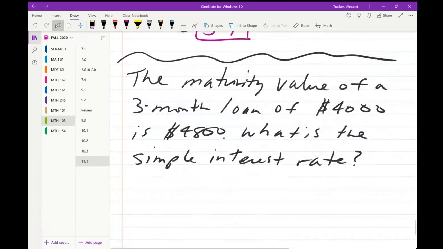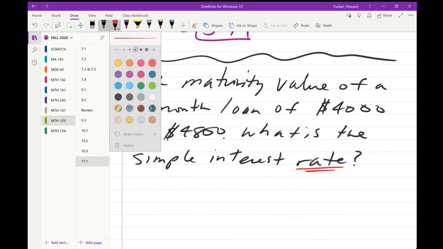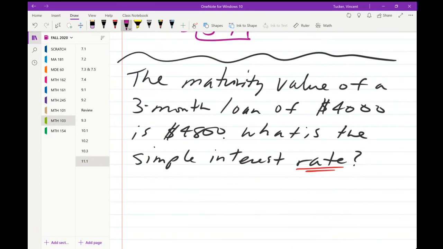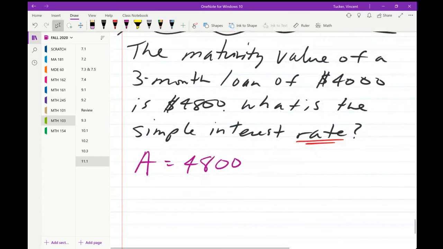All right. So the maturity value of a 3-month loan of $4,000 is $4,800. What is the simple interest rate? So notice what we're asking for this time is not the simple interest, but the simple interest rate. So let's write down what we do know. Our future value or maturity value is 4,800. Our principal is 4,000.